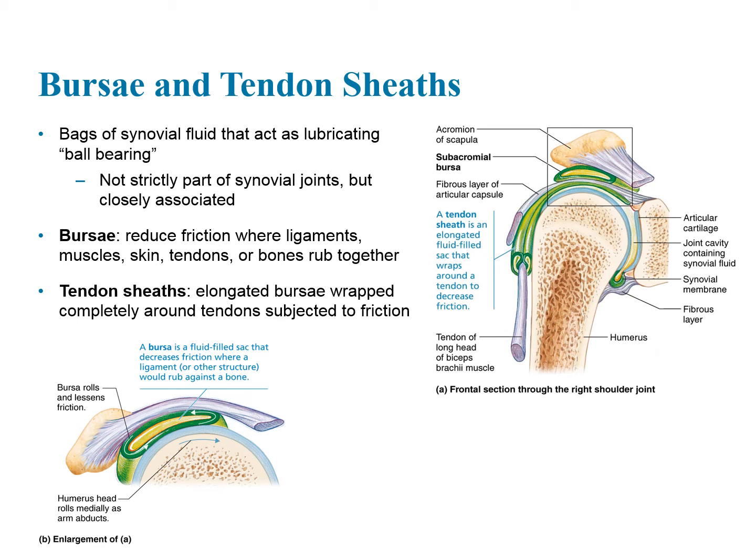In addition to those 6 structures of your typical synovial joint, some joints will also have bursae and tendon sheaths. These are bags of synovial fluid that act as lubricating ball bearings. They're not part of the synovial joint, but they're closely associated with it. Bursae are kind of like this. They reduce friction where ligaments, muscles, skin, tendon, or bones would rub together around a joint. That rubbing could cause inflammation as well as damage to the joint. Here's another example of a bursa.